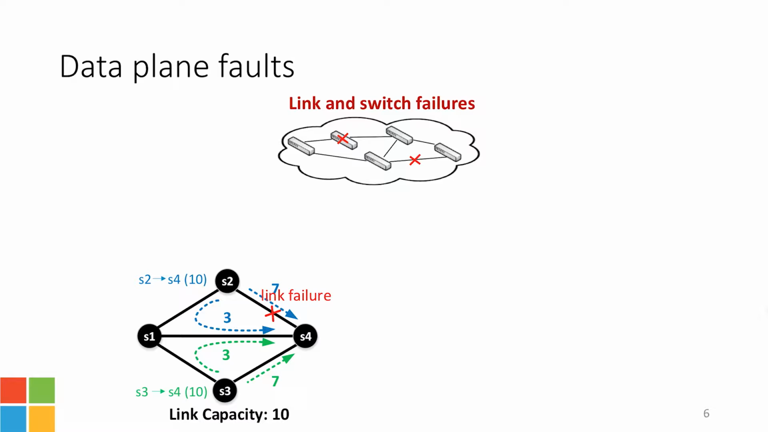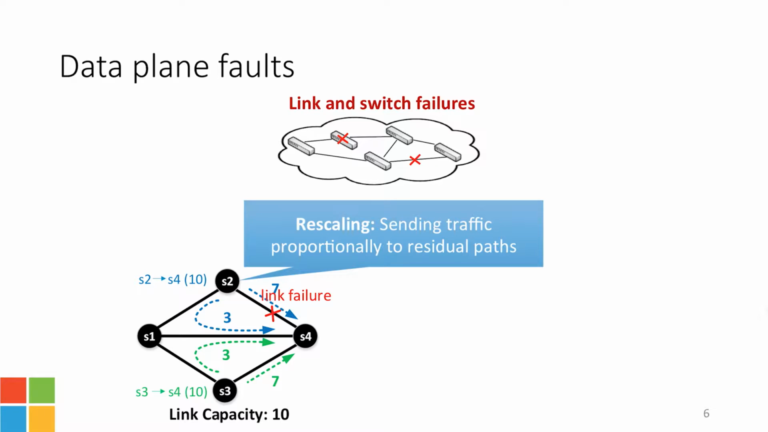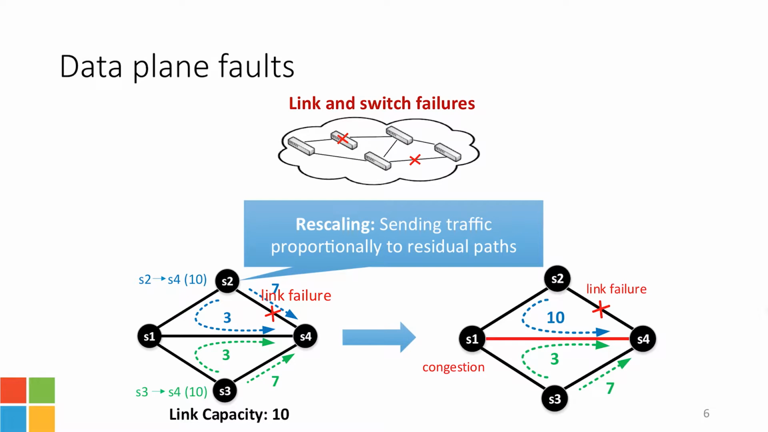If the link from S2 to S4 goes down, S2 will very quickly do a local reaction. The local reaction is called rescaling, which means it will stop sending any traffic on the failed path. Instead, it will proportionally send all the traffic to the residual paths. In this case, there's only 1 residual path. After the rescaling, the traffic distribution will be like this, and there will be a link congestion.